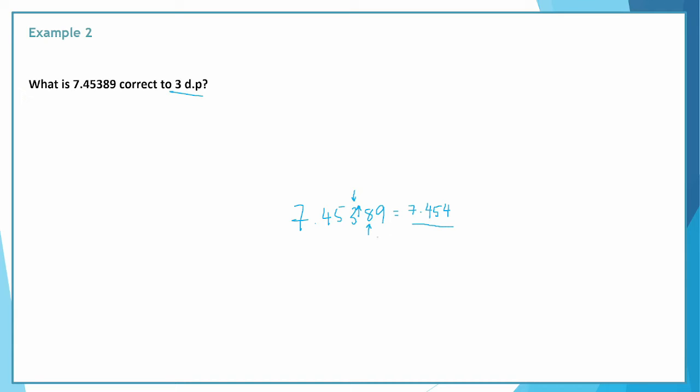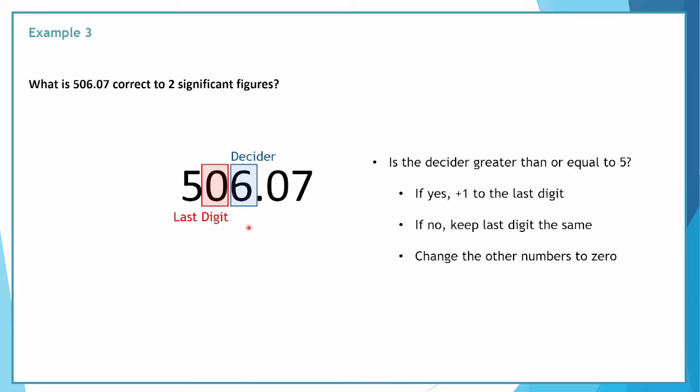And that forms our answer. So instead of 7.45389, this number correct to three decimal places is 7.454. So now we're going to look at a different type of example.